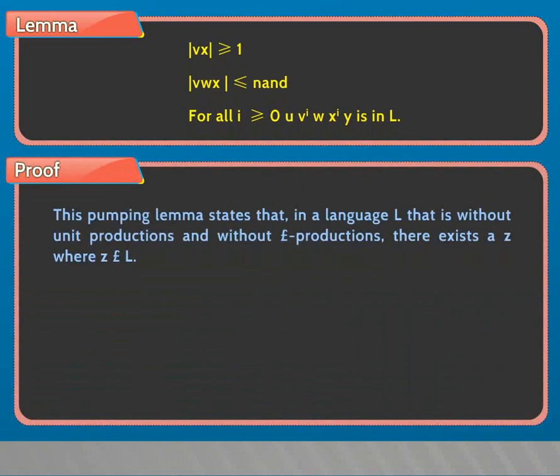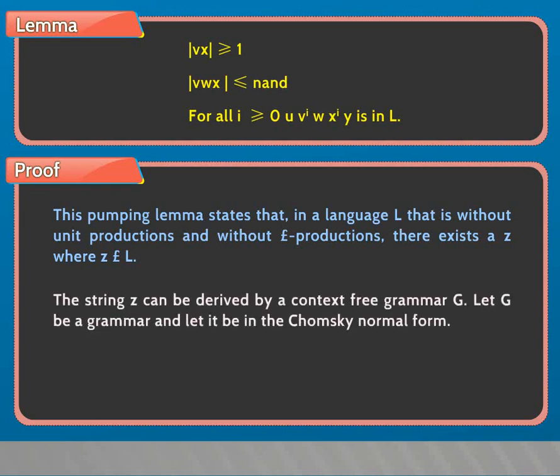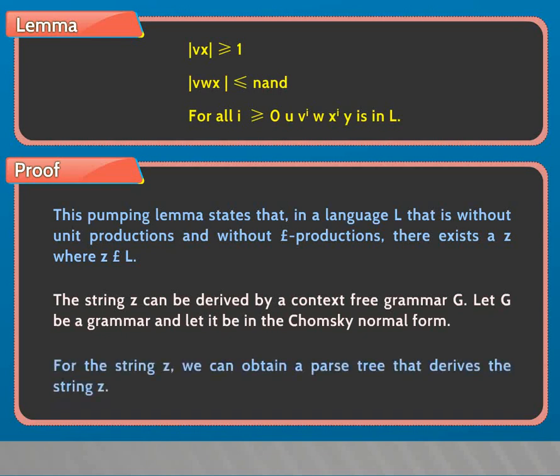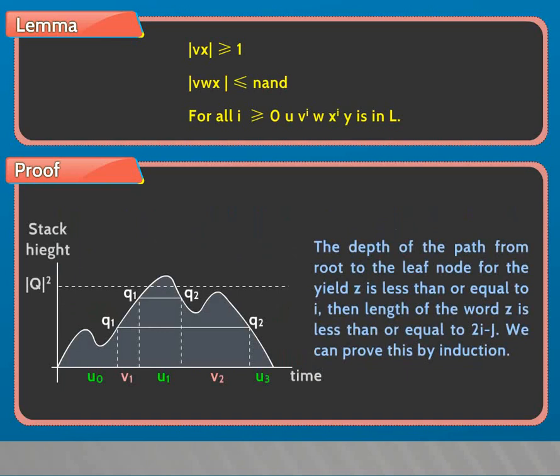Proof. This pumping lemma states that in a language L, without unit productions and without epsilon productions, there exists a z where z is an element of L. The string z can be derived by a context-free grammar G. Let G be a grammar in Chomsky normal form. For the string z, we can obtain a parse tree that derives the string z. If the depth of the path from root to the leaf node for the yield z is less than or equal to i, then the length of the word z is less than or equal to 2^(i-1). We can prove this by induction.